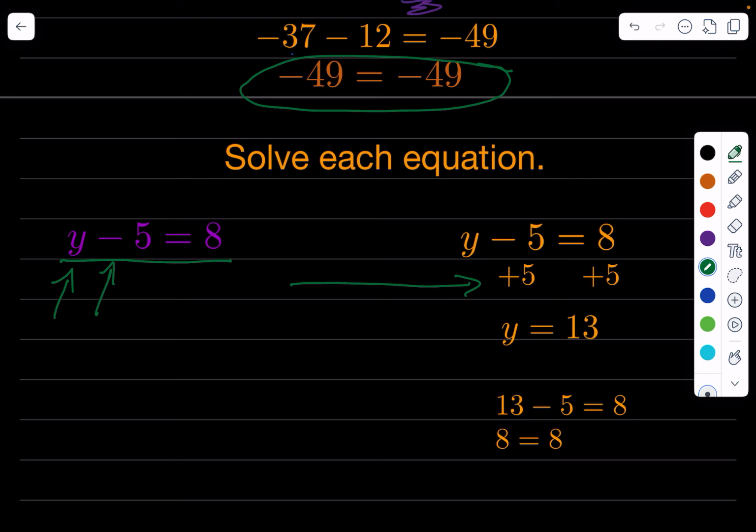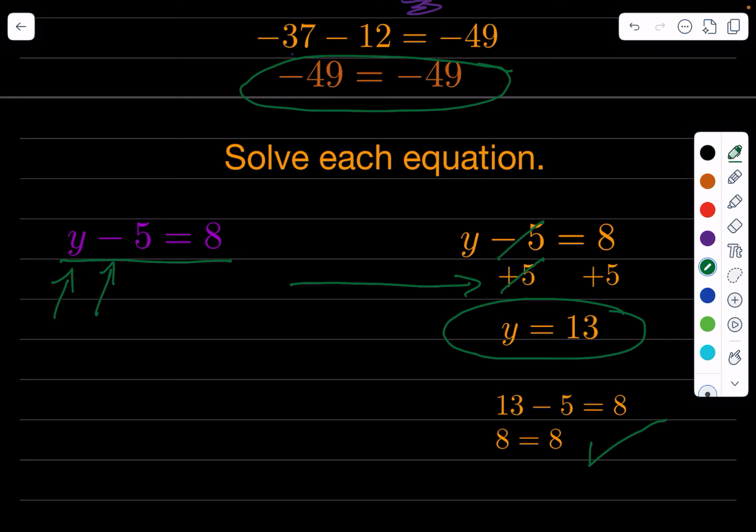Y minus 5 plus 5 equals 8 plus 5. Minus 5 plus 5 goes to 0. The y comes down. 8 plus 5 is 13. So we think our answer is y equals 13. And now we want to check our answer. Plug it back into the original equation. Substitute 13 for y: 13 minus 5 equals 8. 13 minus 5 is 8. 8 equals 8, and we're done.